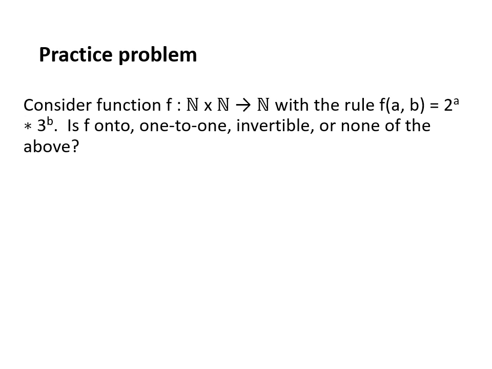So we're going to consider a function f that maps the Cartesian product of natural numbers into natural numbers, and the rule is that f of the pair (A, B) is equal to 2 to the power of A times 3 to the power of B. Now the question is, is f onto, one-to-one, invertible, or none of the above? So let's first look into onto.